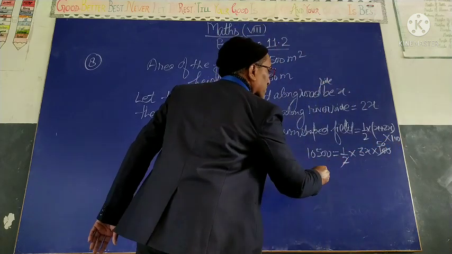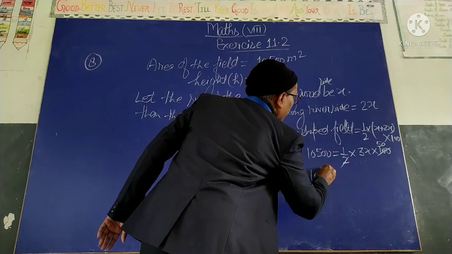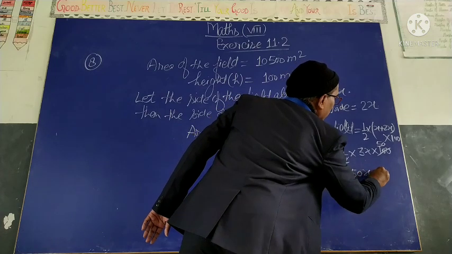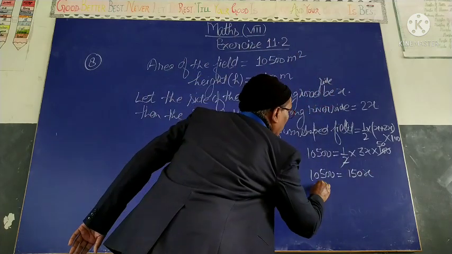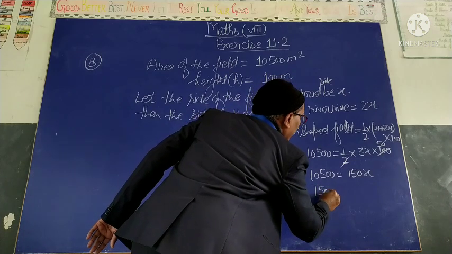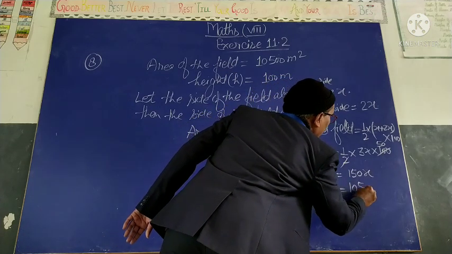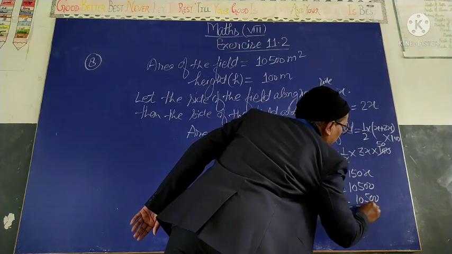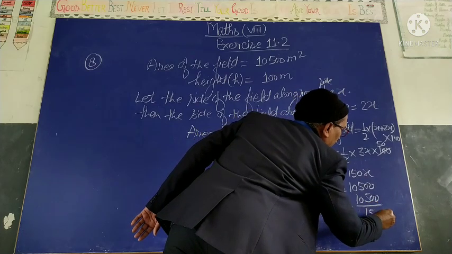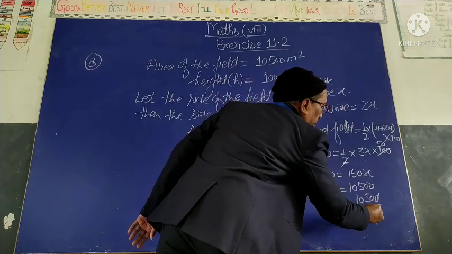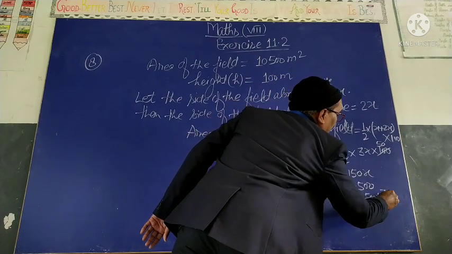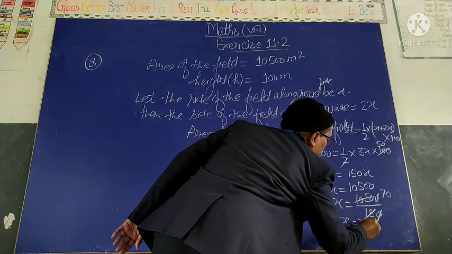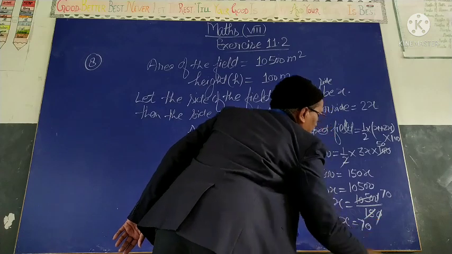This means 10,500 is equal to 150x. Then 150x is equal to 10,500. Then x is equal to 10,500 upon 150. 0 is cancelled by 0, and 15 sevens are 105, and 0 is carried here. Then x is equal to 70.